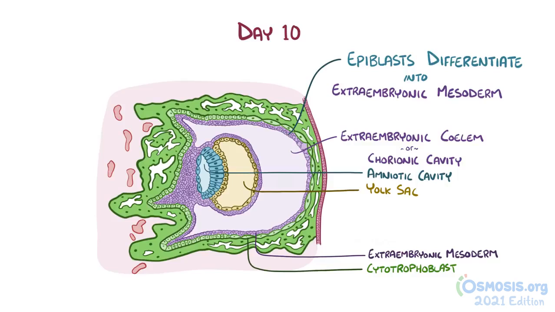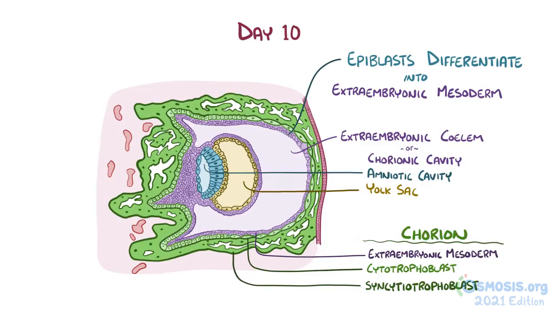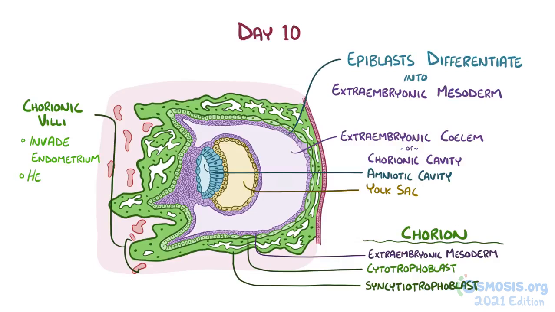At this point, the wall is composed of a layer of extraembryonic mesoderm, then cytotrophoblast, and finally syncytiotrophoblast. And together this is called the chorion. Now, the chorion develops chorionic villi, which are tree-like projections that invade into the endometrium of the uterus and break it down for nutrients. And eventually the chorionic villi help form the fetal part of the placenta.